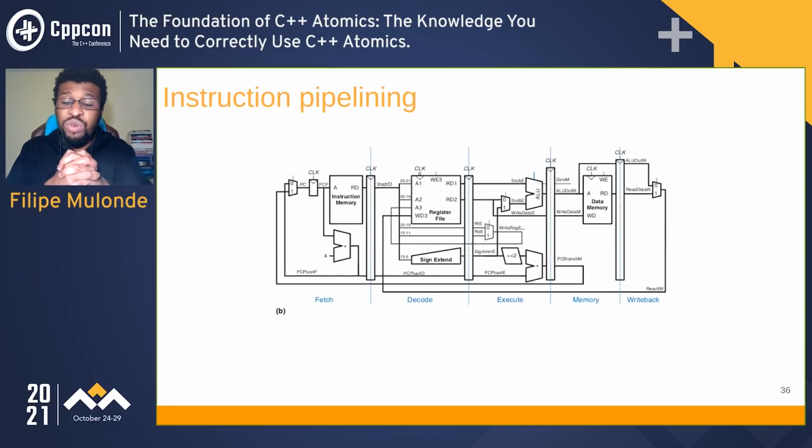Here I have an example of a pipelined processor that has 5 stages. So when an instruction is at the write-back stage, we can have another instruction at the memory stage, another at the execute stage, another at the decode stage, and another at the fetch stage. With that, we are solving the problem of idle resources, and we are exploiting instruction level parallelism.